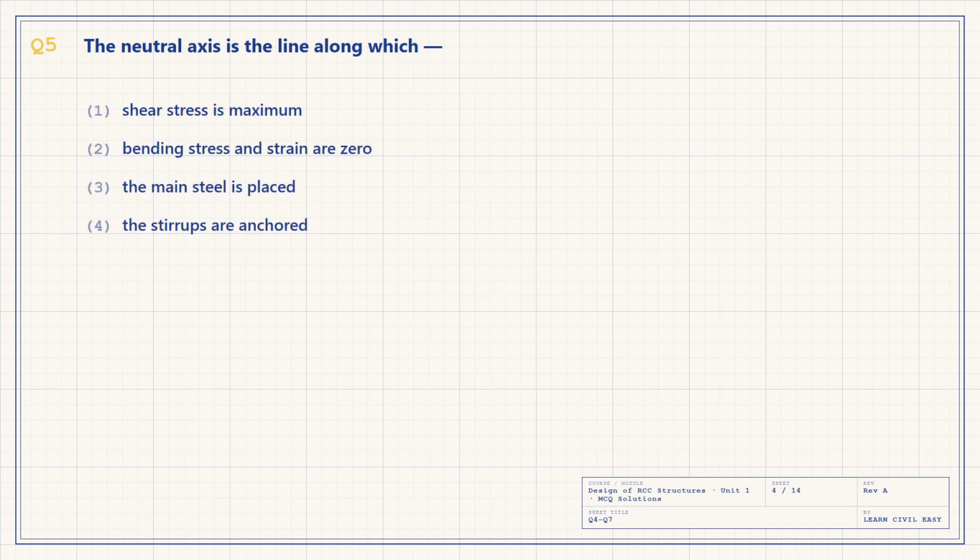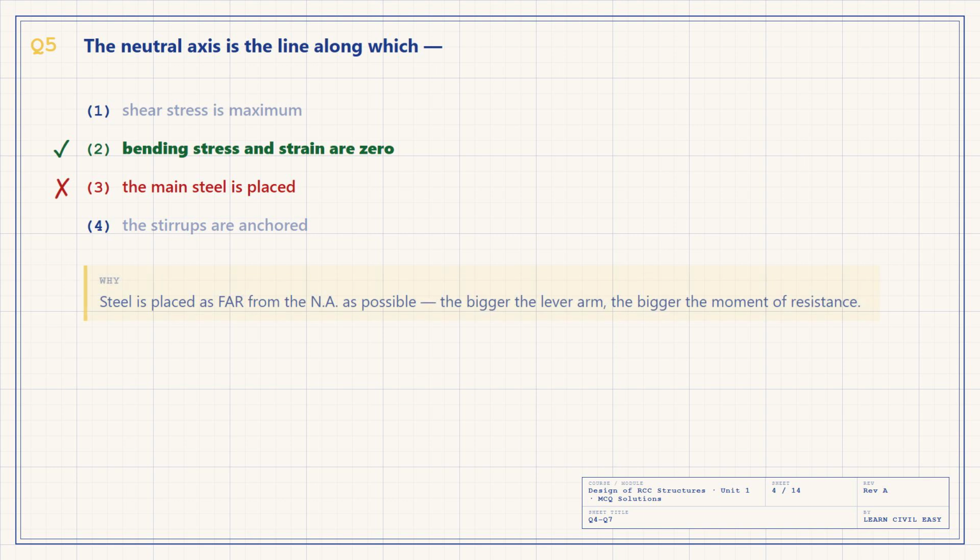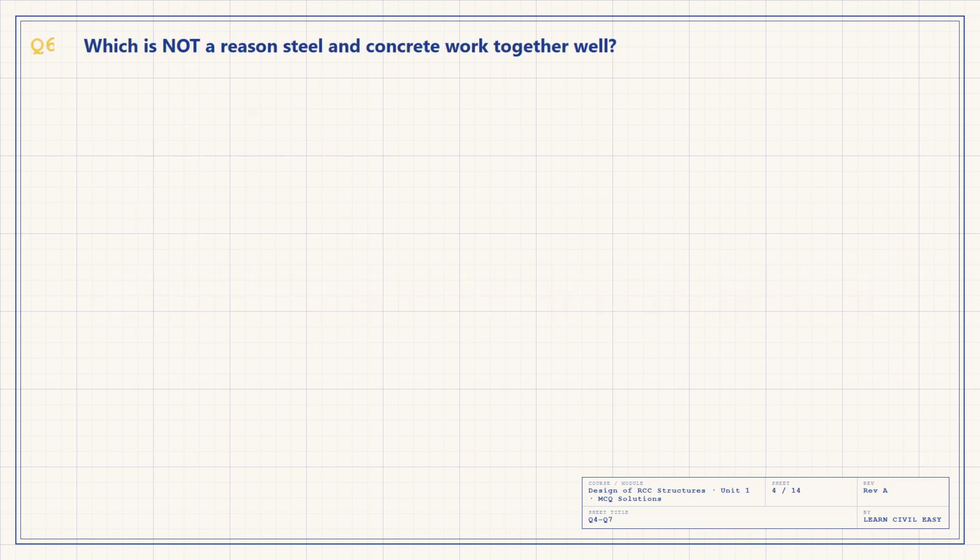Question 5. The neutral axis is the line along which option 2, bending stress and strain are 0. Option 3, the main steel is placed, is the interesting distractor. The main steel is placed as far from the neutral axis as we can put it, because the further away it sits, the bigger the lever arm and the bigger the moment of resistance.